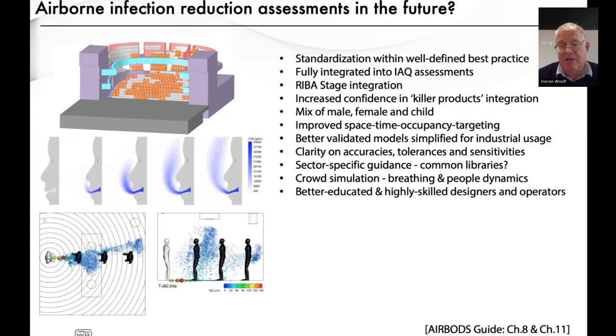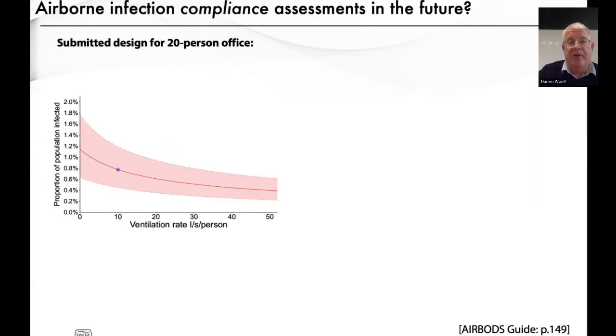I've talked about those aspects before. Sector-specific guidance. Should we have common libraries based on space and system? There could be some crowd simulation, breathing and people dynamics within there, people movement models, better educated and highly skilled designers and operators. Finally, what might compliance look like? It may be something like this.